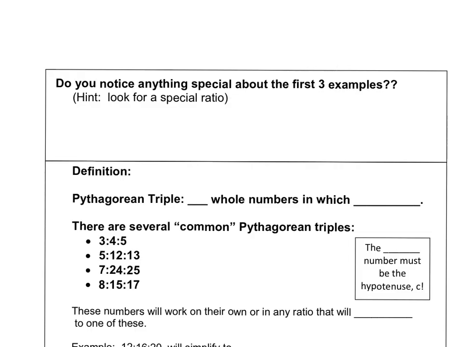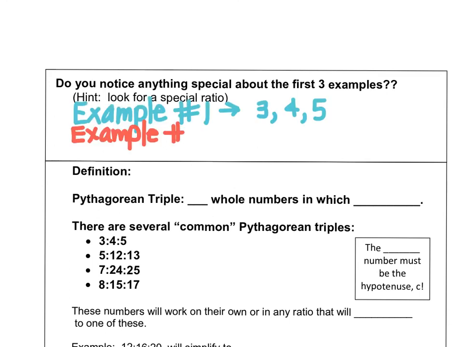To make your life easier, we want you to notice the pattern. Notice something special about the first 3 examples. Try to find the special ratio. In example number 1, the side lengths were 3, 4, and 5. In example number 2, the side lengths were 9, 12, and 15. We could look for the scale factor.